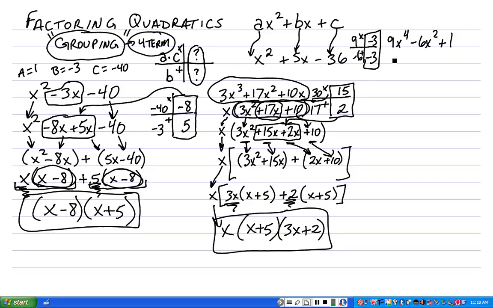new terms to replace. So I keep my 9x to the 4th. Now I write, instead of minus 6x squared, I write minus 3x squared. Remember, it's an x squared attached to the 6, so I got to put an x squared on my 3's. So I put 3x squared. Let me clean that up.